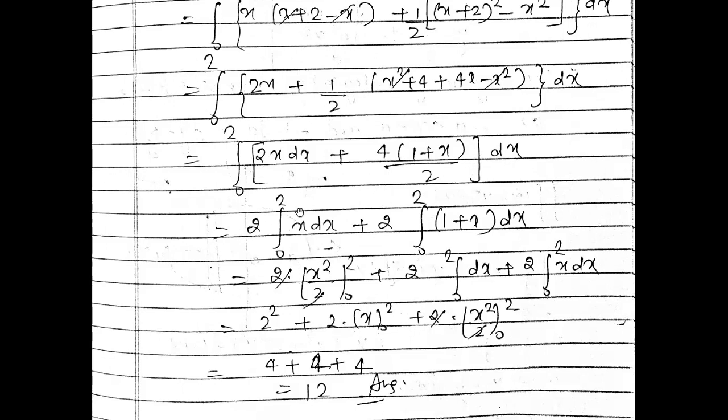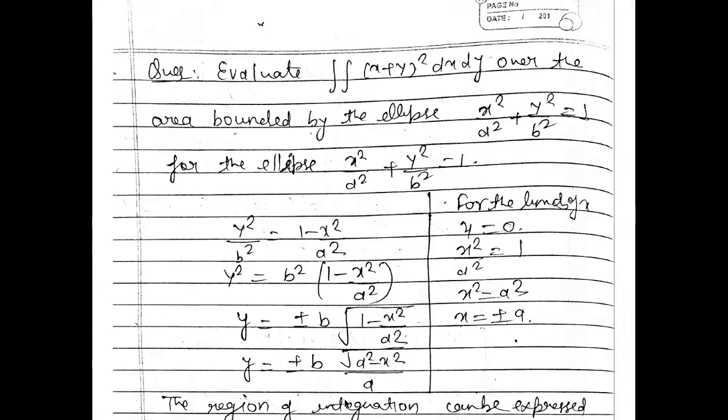So x dx 0 to 2 plus 2 times 0 to 2 1 plus x dx. So 2x square upon 2 from 0 to 2 plus 2 times 0 to 2 dx plus 2 times 0 to 2 x dx. Just integrating with respect to x, and we are getting our solution 12 here, right? So this is your multiple integral, that means this is your double integral.